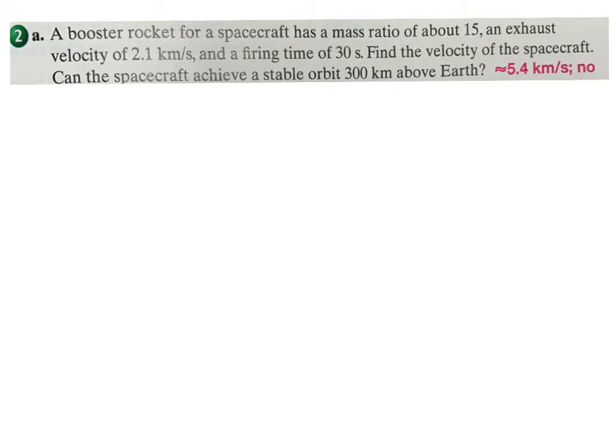So when you put this in, you put in negative 0.0098. Your time should have been 30 seconds, right? Plus your exhaust velocity was 2.1. And then your mass ratio was 15. All right. What could you change here? A longer firing time. A longer firing time would make it higher.